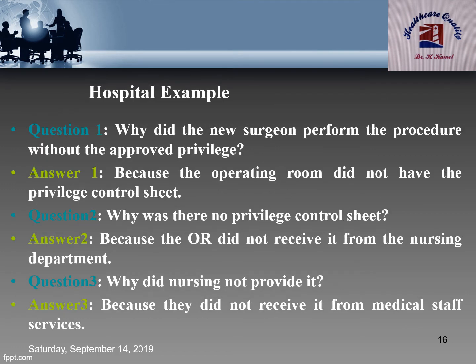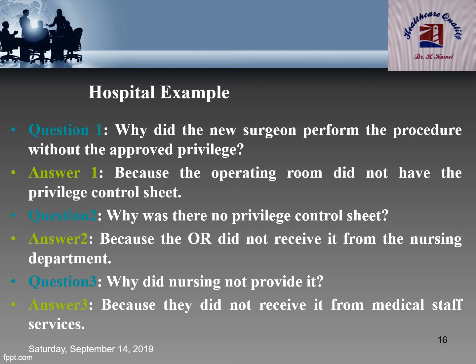And here is a hospital example. Question 1. Why did the new surgeon perform the procedure without the approved privilege? Answer. Because the operating room did not have the privilege control sheet. Question 2. Why was there no privilege control sheet? Answer. Because the OR did not receive it from the nursing department.